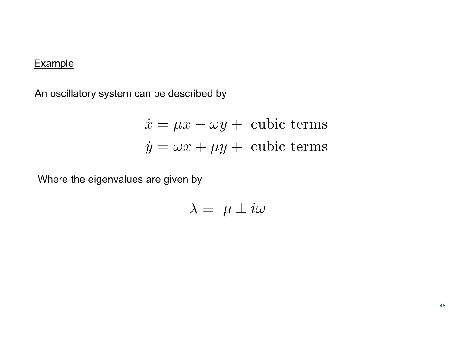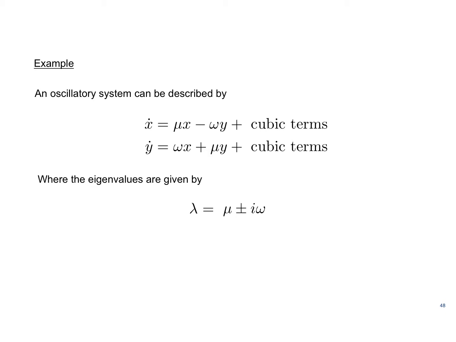It can be easily shown. So let's assume we have this system. We have a linear part, and then we have these nonlinear terms. If you just use the quadratic formula, you realize that these are the actual eigenvalues from this matrix, and this is going to be the oscillatory part, and this is the damping term.